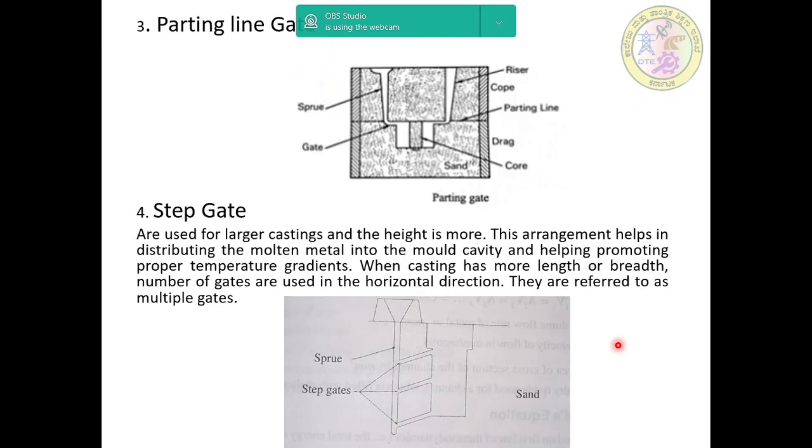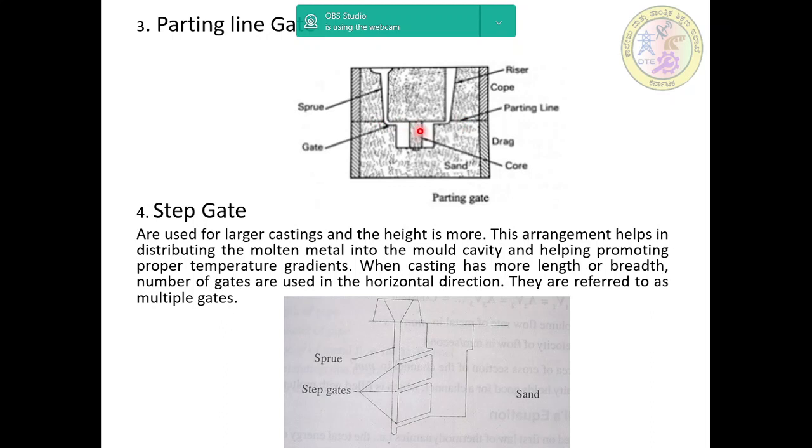Next one is parting line gate. Here this is the mold. Whenever you require holes or cavities, you have to place a core. This is the pouring basin or cup, and this is the sprue basin. Here some gates are cut, and while pouring, the molten metal will enter. The gates are cut on the parting line interface. That's why it's called parting line gate.